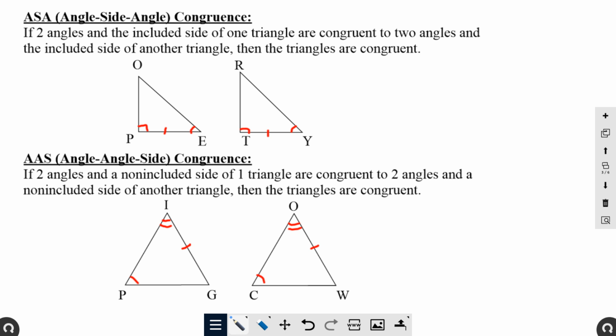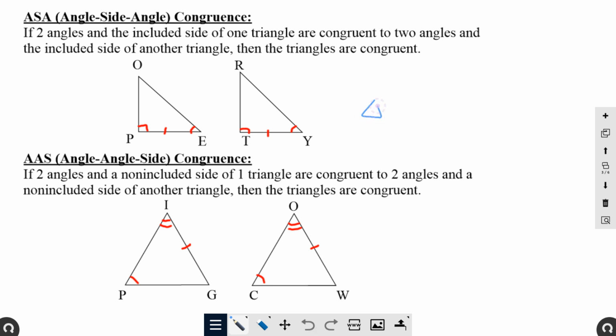So let's look at our first one, angle, side angle. It says if you have two angles and the included side. So looking at that picture, it means that you have two angles that are equal to each other and the side that's between those two angles. So here we have PE. Those angles are equal to TY, but also the side from PE and TY are equal. So this one shows angle, side angle.